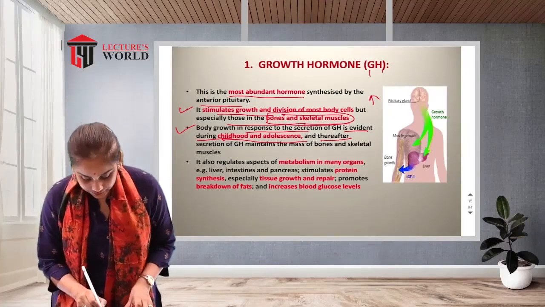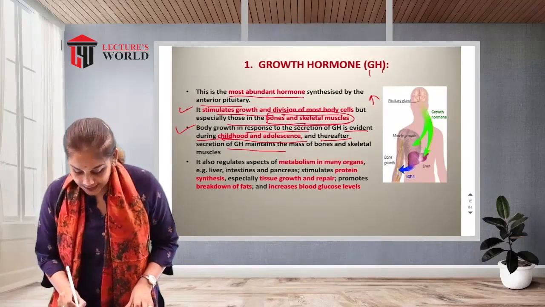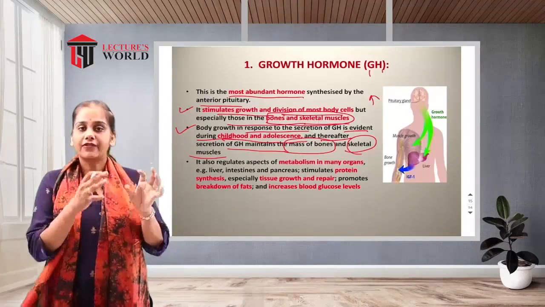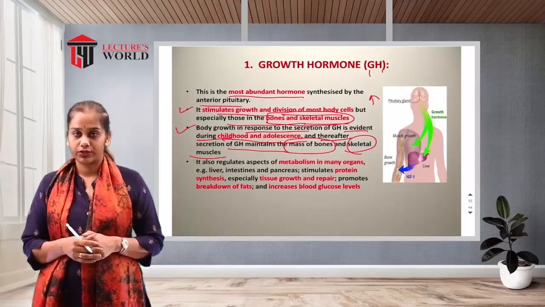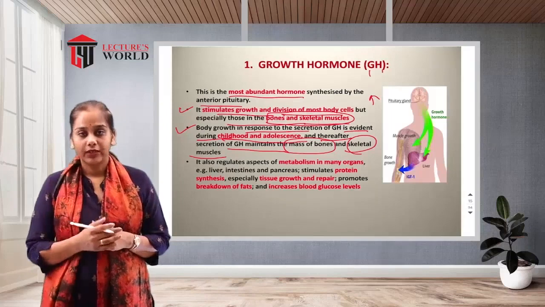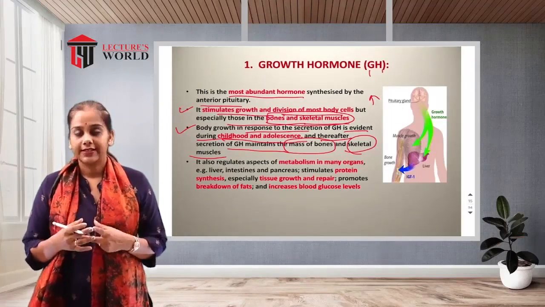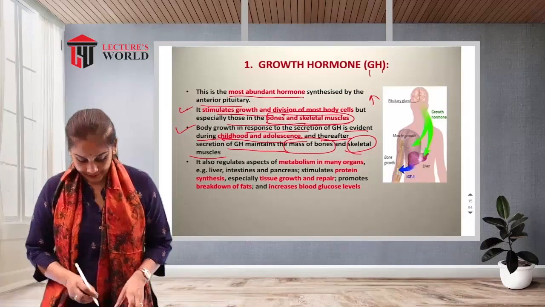After that, the secretion of growth hormone maintains the mass of the bone and the skeletal muscles. After adolescence there is inhibition of growth hormone, so the height does not increase. Muscle mass also does not increase, and the size of the bone stays constant.